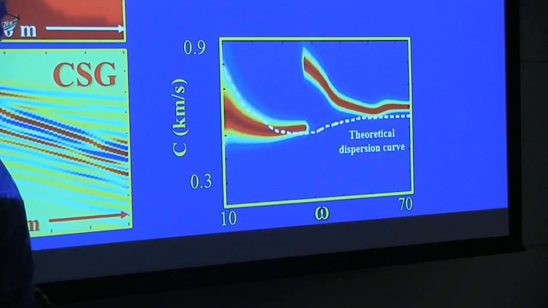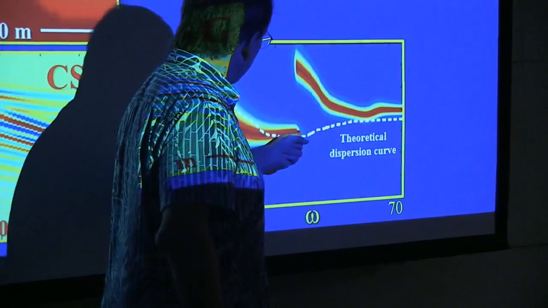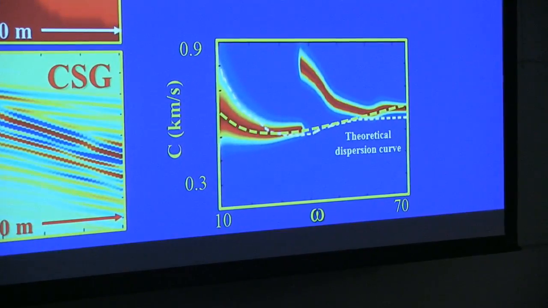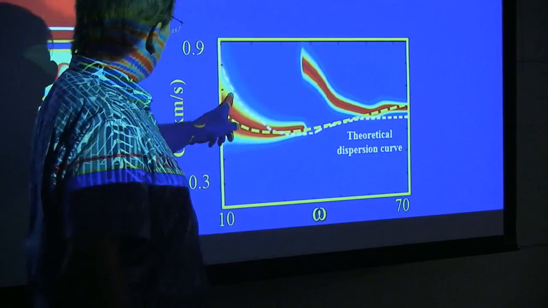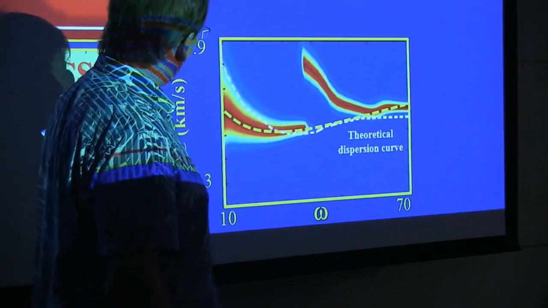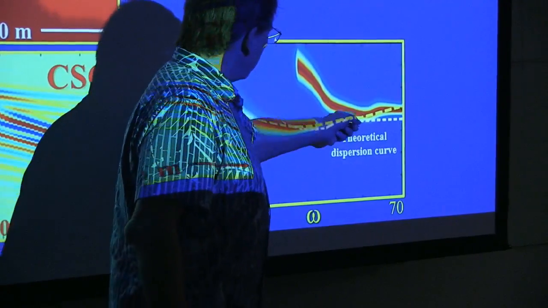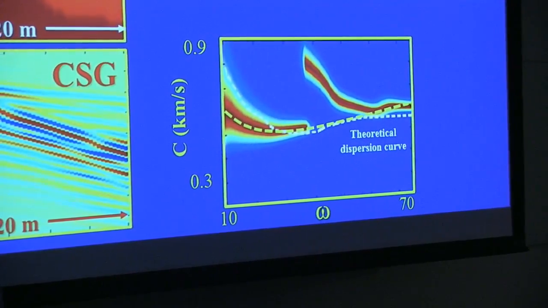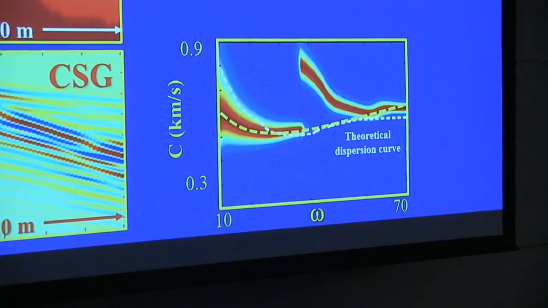What did he actually pick for the inversion? He picked what he thought, something like this. So I'll just draw that in with that yellow line. The theoretical one for a three-layer horizontal model is that white. The one he actually picked for his inversion by WDG is that yellow one. What kind of result did he get after inverting that yellow dispersion curve?